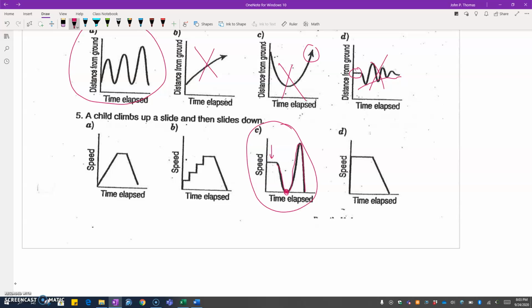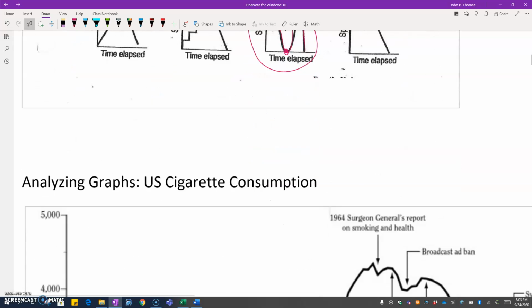Well, B does look like a slide, but it's not going to be the right choice on this one. All right, so that's the first activity.